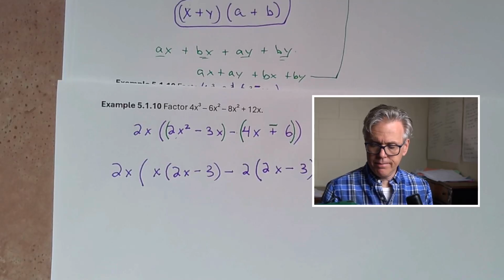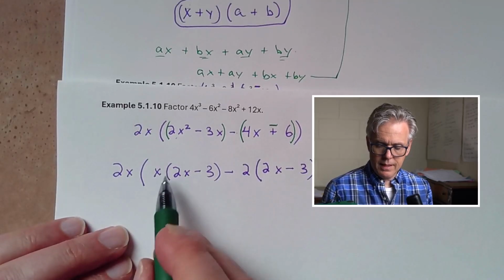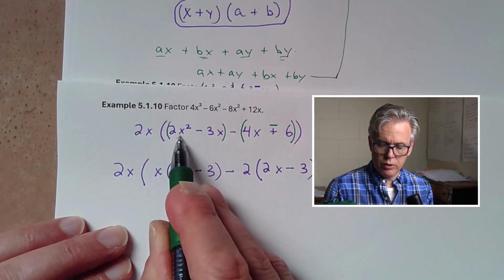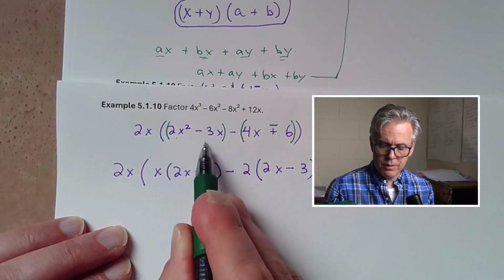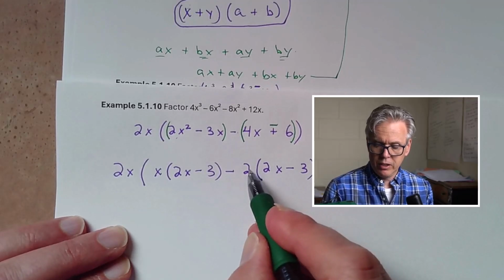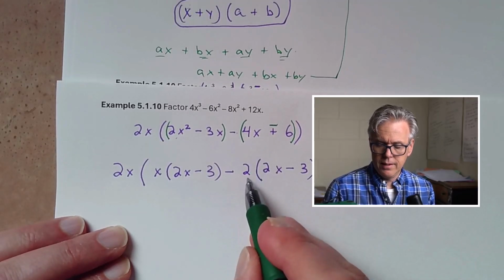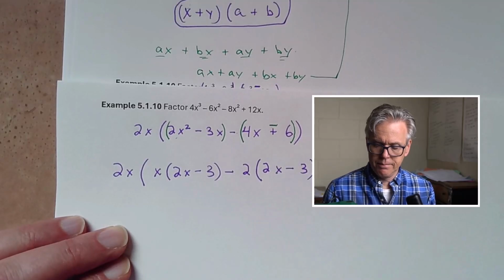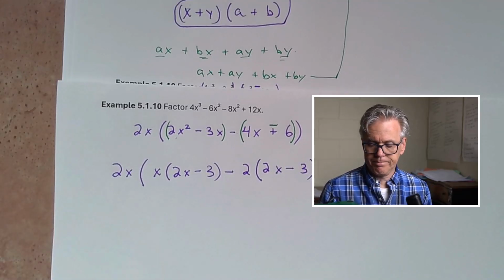Make sure you follow that. And again, try to redistribute mentally. Let's redistribute this. X times 2x is 2x squared. X times minus 3 is 3x. Sometimes that helps reinforce why we did what we just did. 2 times 2x is 4x. Negative 2 times a negative 3 gave me that positive value there.